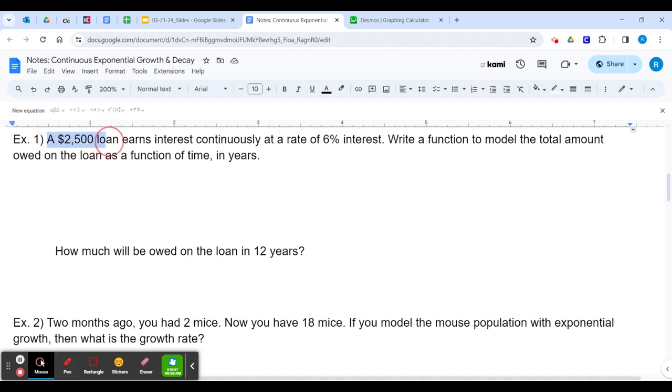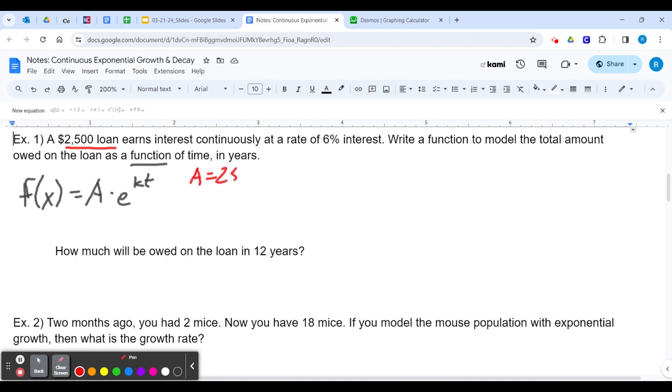So a $2,500 loan earns interest continuously at a rate of 6%. We are going to write a function to model the total amount owed on the loan as a function of time in years. So I'm going to start writing some stuff, and I know my end goal is going to be a function in here. So we want to get our f of x equals some a value times e to the kt. Now, I know from my problem that we are starting with this $2,500 loan. So I know that a is equal to 2,500.